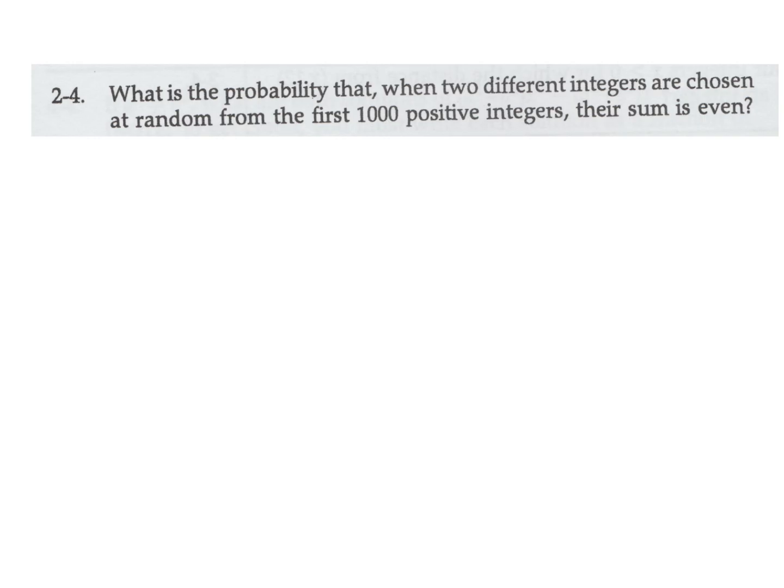What is the probability that when two different integers are chosen at random from the first 1,000 positive integers, their sum is even? Okay, so we have to talk a little bit about parity here before we get started. If we have an even number plus an even number, that result will be even. For example, 2 plus 4, that's 6, right?